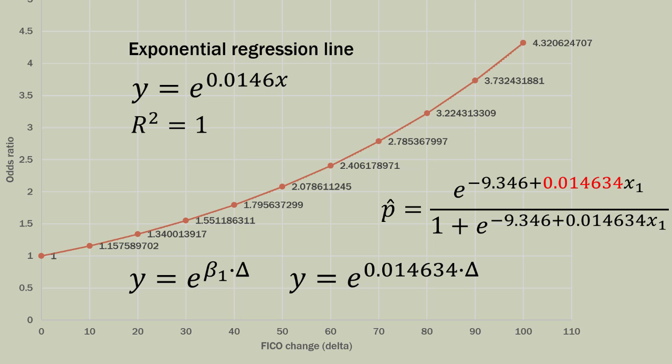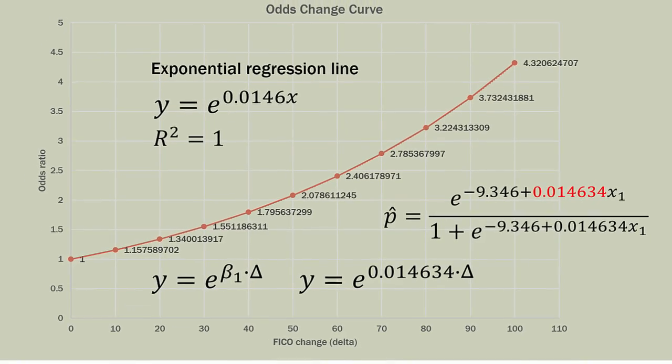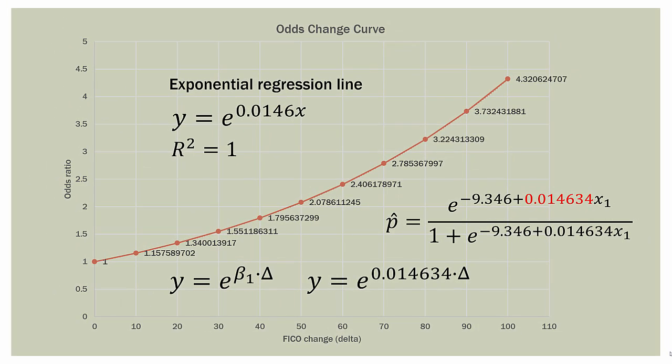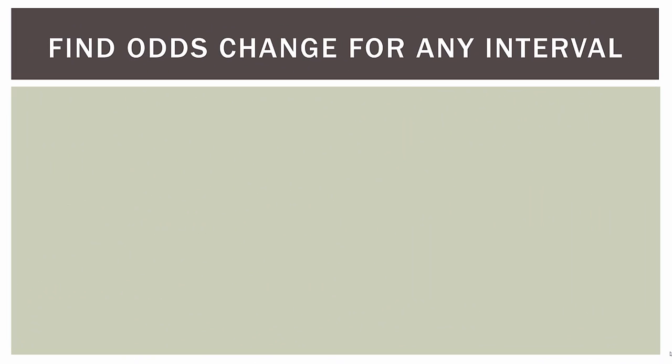So we can go ahead and do that out. We end up with y equals e raised to the power of 0.014634. That's our beta 1 coefficient from our output, times whatever delta or whatever change we are interested in. And when we evaluate that, we will get the odds ratio for that change. Let's go ahead and walk through a few very quickly. So here we have y equals e raised to the power of beta 1 times delta. So beta 1 is our coefficient, times the delta, the change we're interested in. So y equals e raised to the power of 0.014634 times our delta.